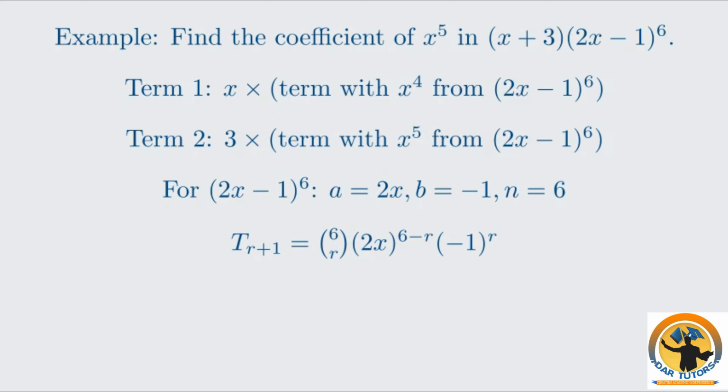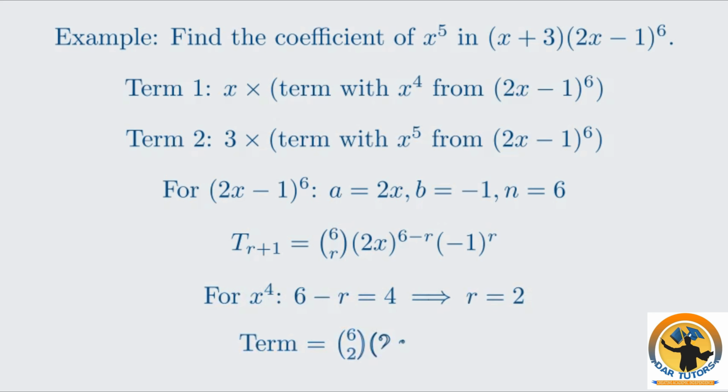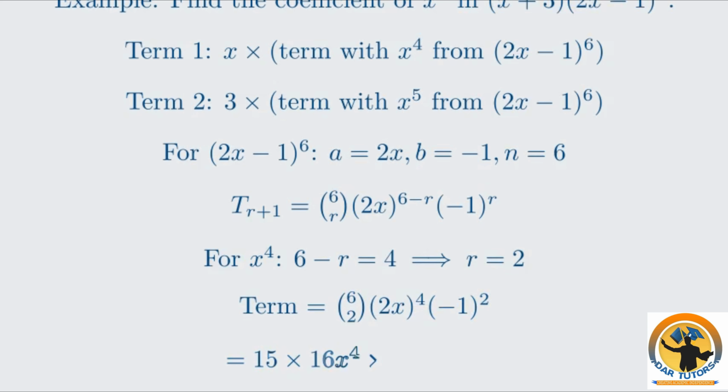Now, let's find the x to the power of 4 term. We set the power of x, which is 6 minus r, equal to 4. This gives r equals 2. The x to the power of 4 term is 6 choose 2 times 2x to the power of 4 times minus 1 squared. This simplifies to 240x to the power of 4.